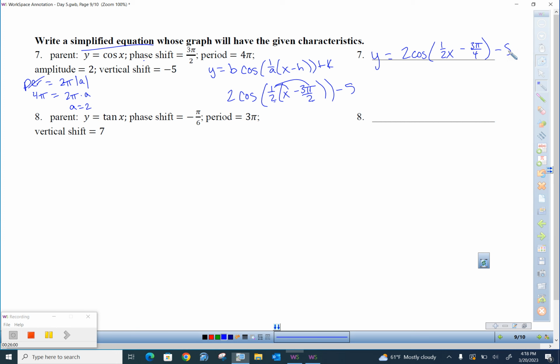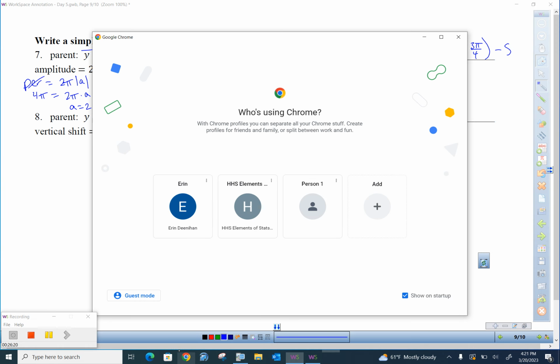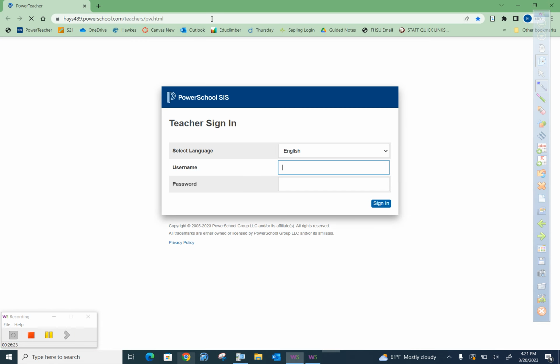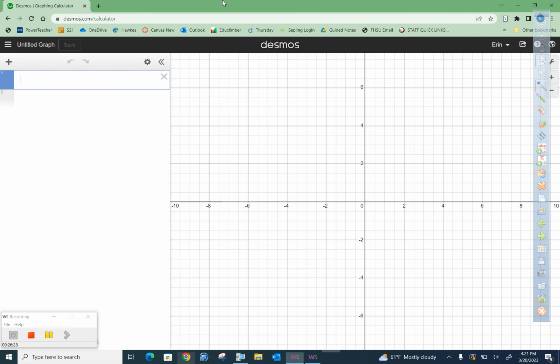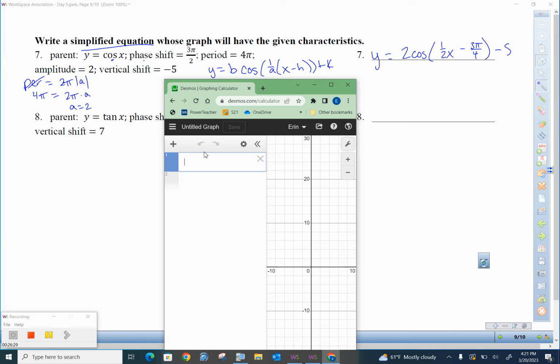Okay? Really important here, what we're saying is this cosine, so that starts at its maximum, has a phase shift of 3 pi over 2. If we mess up with this equation, we're not going to see that phase shift in the correct spot. Okay, so I'm going to take a second to show you kind of what I mean here. So the graph, or the equation that we came up with was 2 cosine, and then 1/2 x, and then minus 3 pi over 4, and then -5.